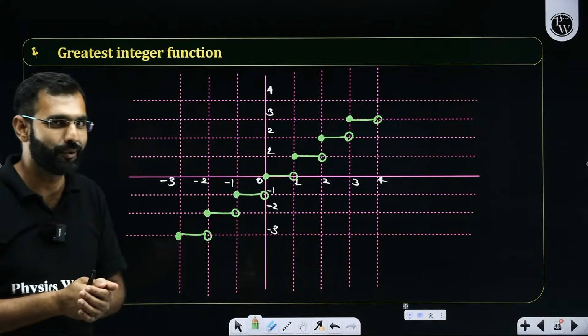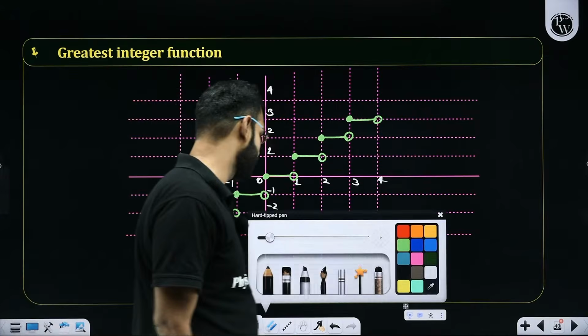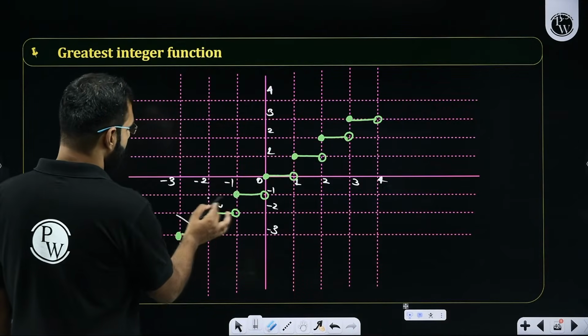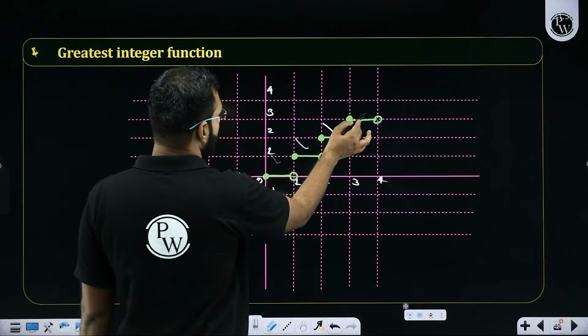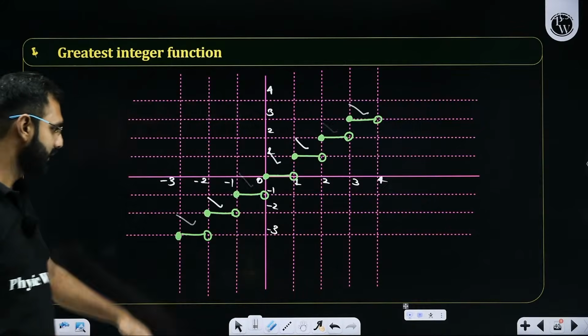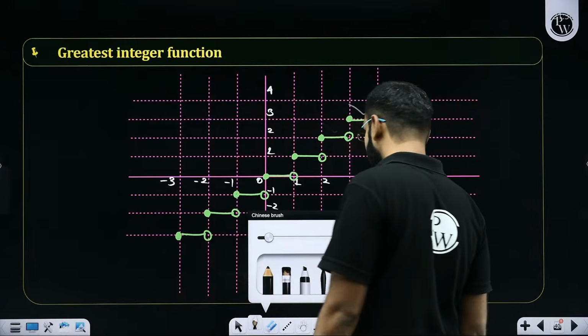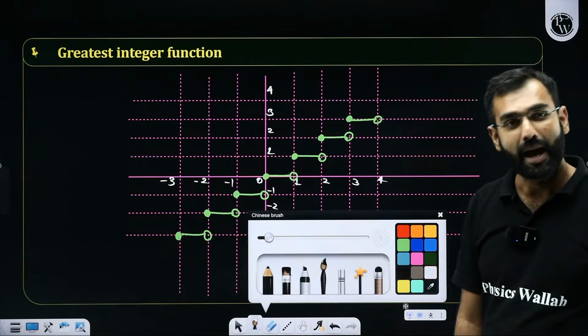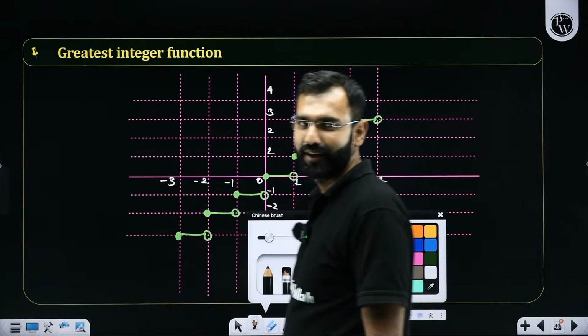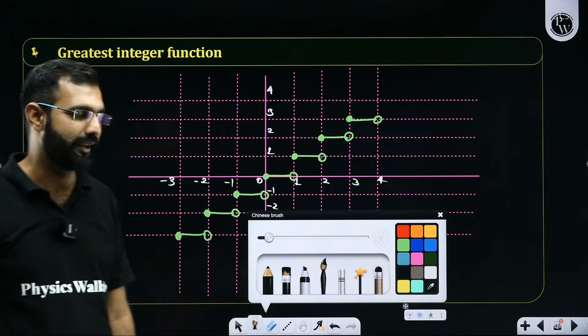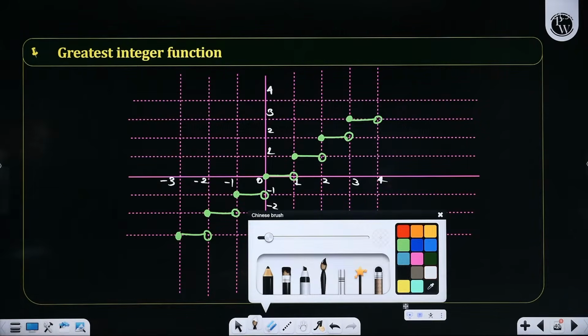Stair. Absolutely. So I hope everybody is clearly noticing it is a stair function as well. So it is called stair function as well. The graph looks like a step function. So they call it step function as well, stair function as well. Absolutely, Akshan. That's good. So it is clearly a stair function, a step function also they call it. So everybody got GIF?